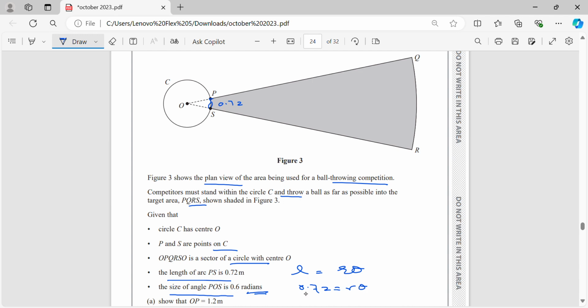The size of angle POS. So this is the angle, and this angle is 0.6. Show that OP is 1.2. So this is OP, is 1.2 meter. Okay. So this is the radius of sector OPS, right? I do not have a radius. I can find the radius by using the arc length. So let's get started.